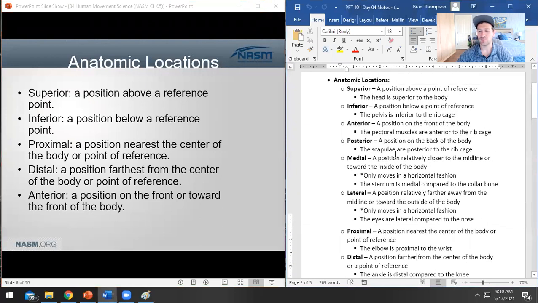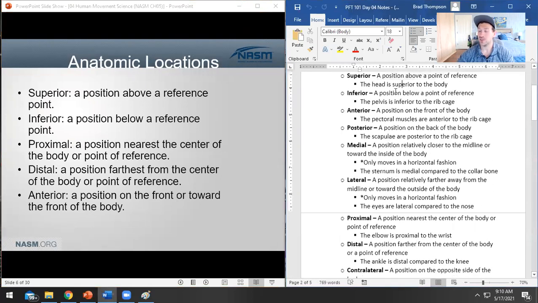So those are our terms, right? Superior is a position above; your head is superior. Inferior is a position below; your pelvis is inferior to your rib cage. Anterior is on the front; your pecs are anterior. Posterior is on the back; your scapula is posterior. Medial is closer to the midline, so your sternum is about as medial as it gets. Your heart is very medial, although it tilts slightly to the left side. Or lateral, right? Your eyes are more lateral compared with your nose. Your nose is dead center, your eyes are lateral.